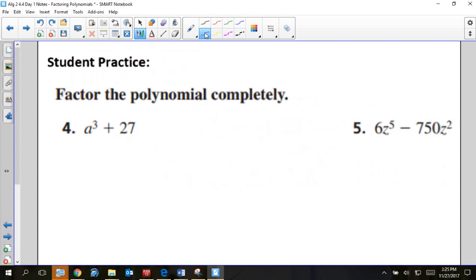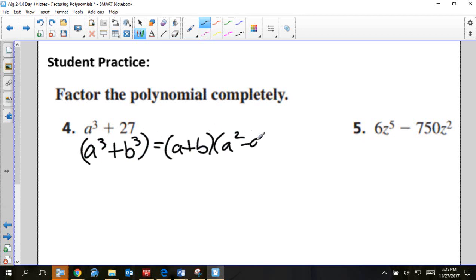Factor the polynomial completely. The first one, you look at it. What do you ask yourself first? Is there a GCF? Nope. Then we say, you know what? I'm seeing some 3's here. Is this maybe cubed? What's that cube formula? a cubed plus b cubed equals a plus b times a squared minus ab plus b squared.